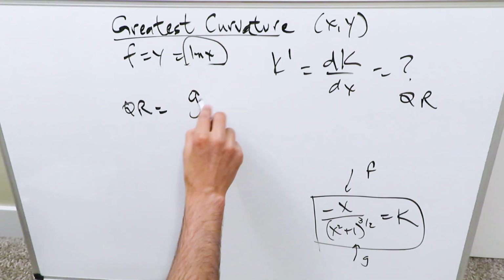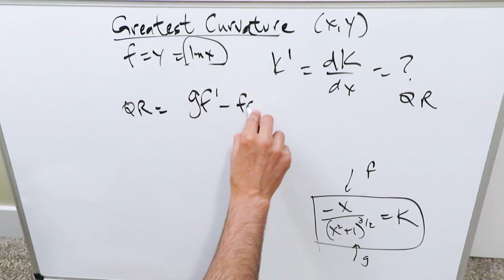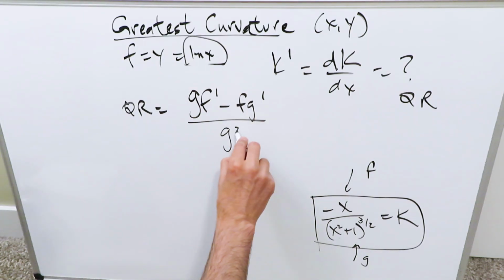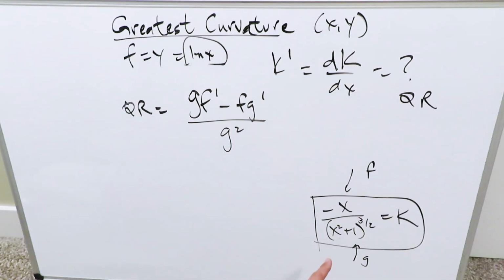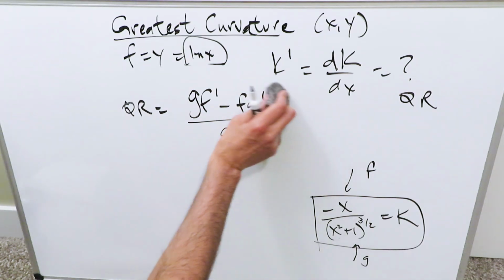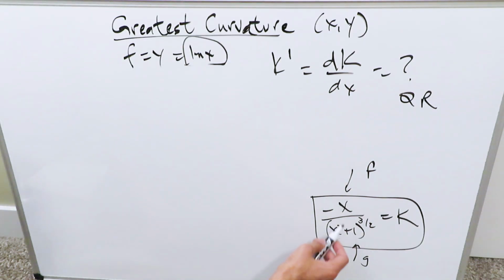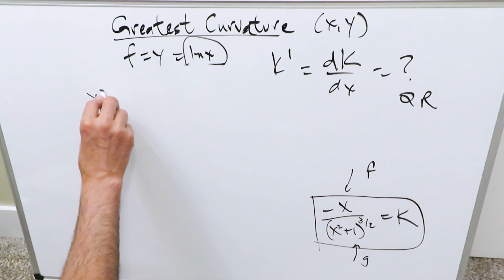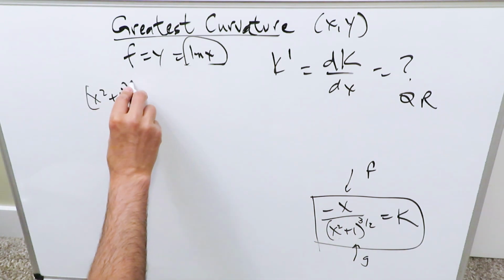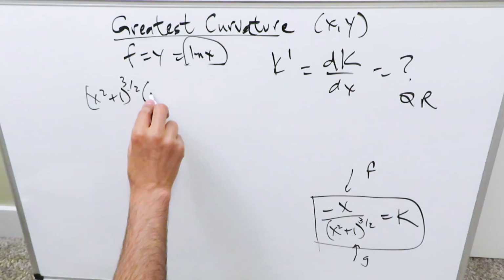You have a g function times the f function derivative minus the f times the g function derivative, divided by the g function squared. And you know you're looking at a g function which is a composite function, so you'll have a chain rule come into play in addition to your quotient rule. So run everything here through this rule, and let's see. You're looking at a g function times the f function derivative. I have x squared plus 1 to the power of 3 over 2 times the derivative of minus x, which is a minus 1.